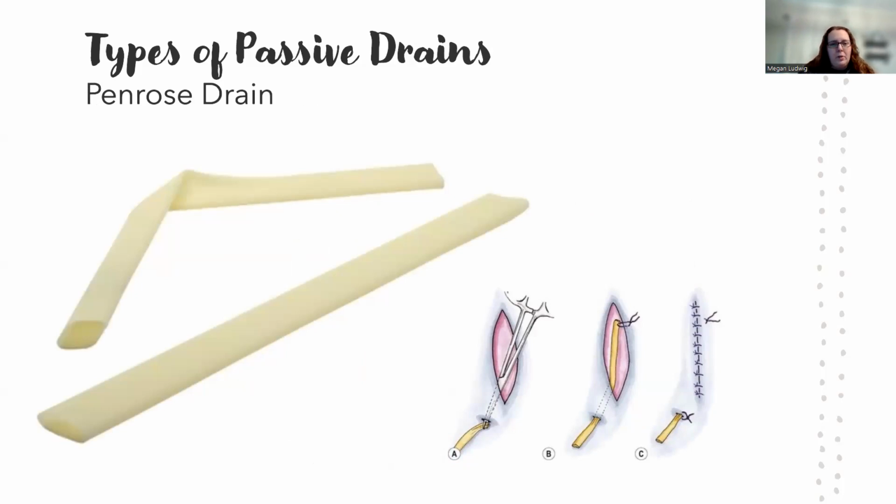Okay, so here are passive drains. This first one is probably one of the most common passive drains. It is called a Penrose. Looks like this. Usually it's made of latex, so watch your patient allergies there. They do come in different sizes or diameters that can be cut to size.